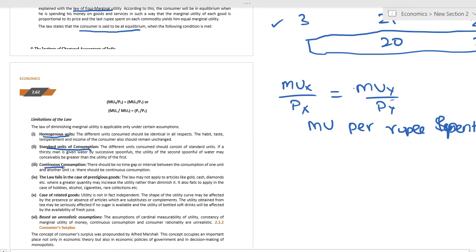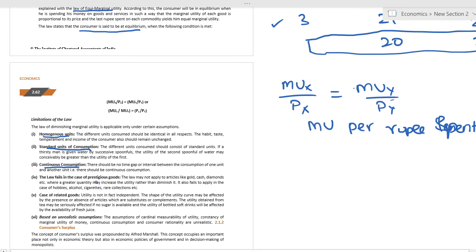And the third thing is continuous consumption. Let us say I am having chocolate now, and if I have chocolate the next day, obviously the marginal utility will be the same. So we need to consume continuously. Only when you consume continuously does this law apply.